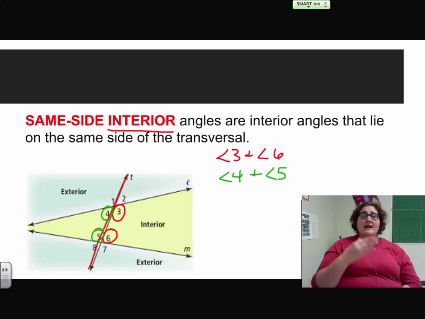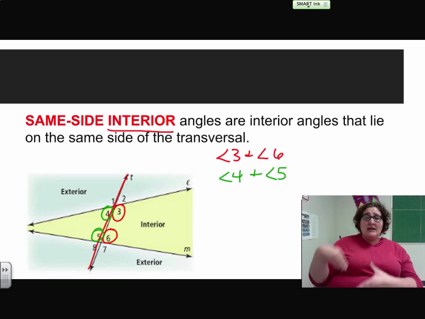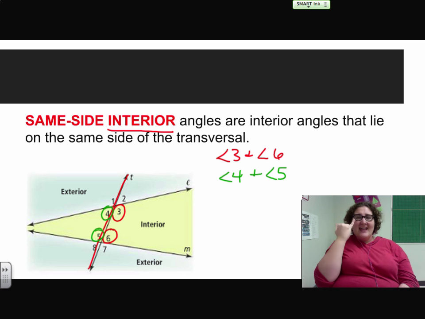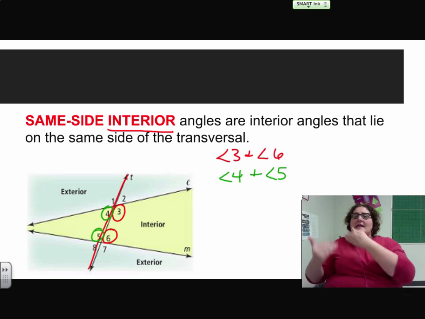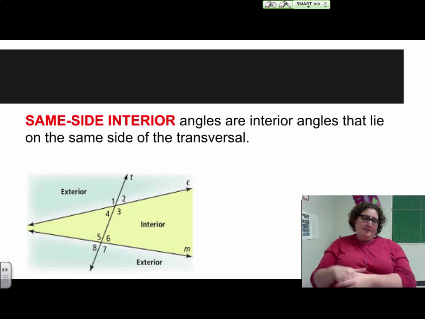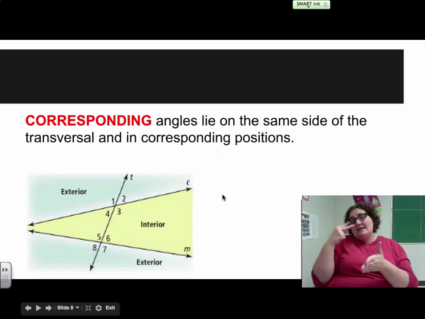Now, same side interior angles is the definition that Prentice Hall and Pearson use. If you were looking at a Glencoe book, instead of calling it same side interior angles, they would call it consecutive interior angles. So just be watchful of that if you were to see that later on. Obviously, you won't see it in this textbook.